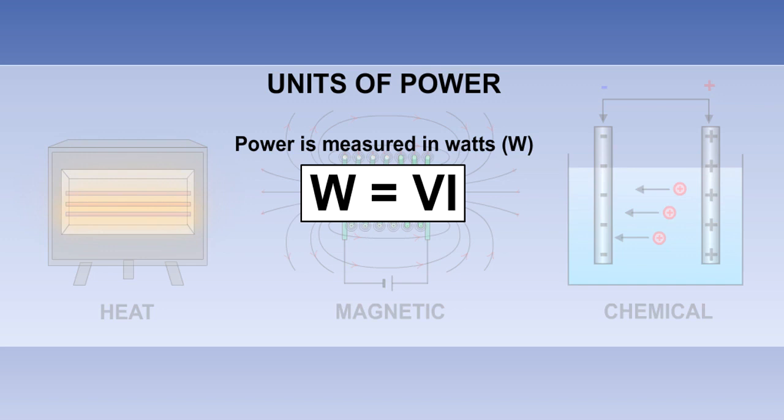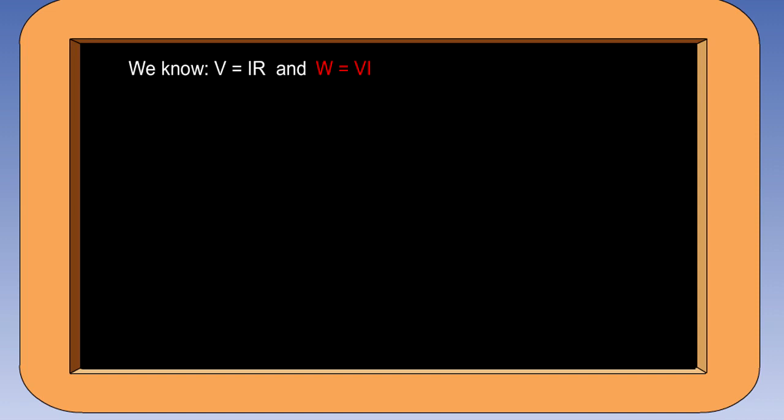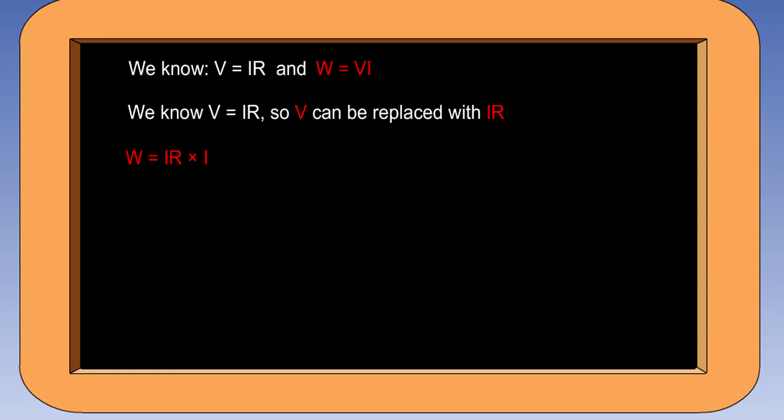The power in watts can be found by multiplying the voltage by the current. So W equals V multiplied by I. By using Ohm's law in the power formula, we can derive some other formulae for calculating power as a function of resistance and current, or resistance and voltage. We know from Ohm's law that V equals IR. So in the power formula, we can replace V with IR. The power in a circuit in watts, therefore, can be calculated using the formula I squared multiplied by R.